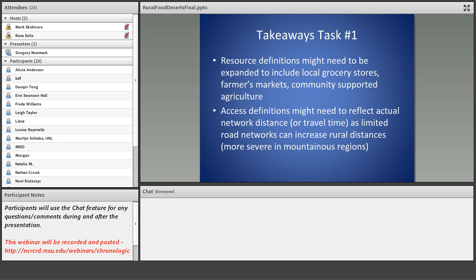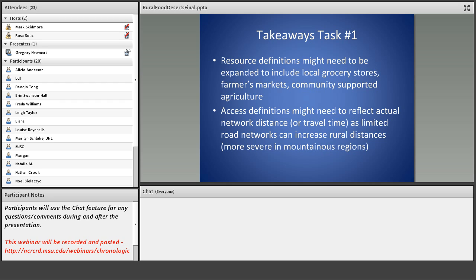So anyway, this was just kind of our initial exploration of different types of definitions to give us ideas on how to redefine food deserts. And the kind of takeaways from this were that it is important to include perhaps a broader mix of stores, not just supermarkets, but also, particularly in a rural context, local grocery stores, farmers markets, community-supported agriculture, and other types of food outlets that people use.